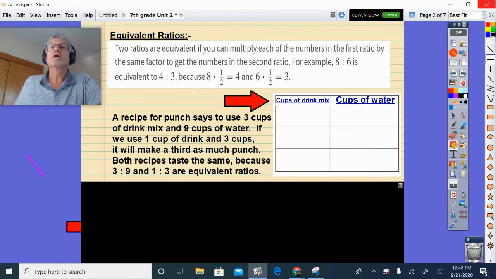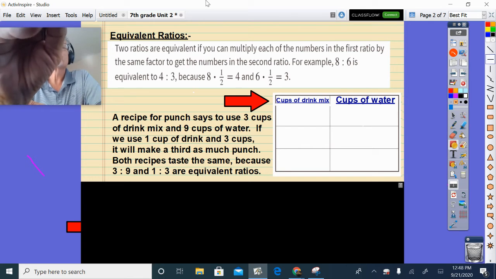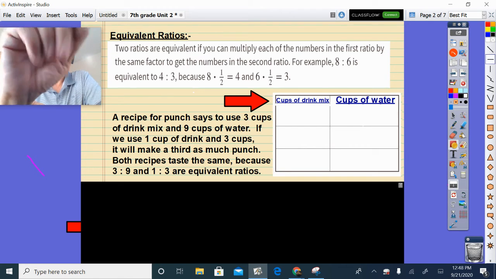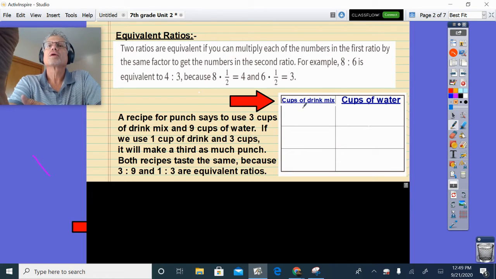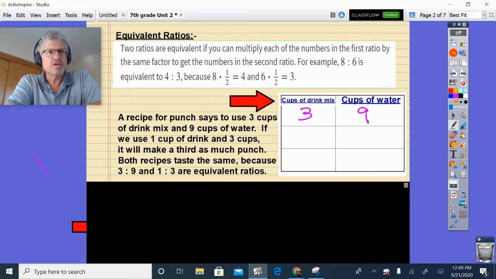Okay, there we go. So a recipe for punch calls to use 3 cups of drink mix and 9 cups of water. So I'm going to put that in there. If we use 1 cup of drink mix and 3 cups of water, it will make a third as much punch. Both recipes will taste the same. Why? Because we're talking about proportions and ratios.